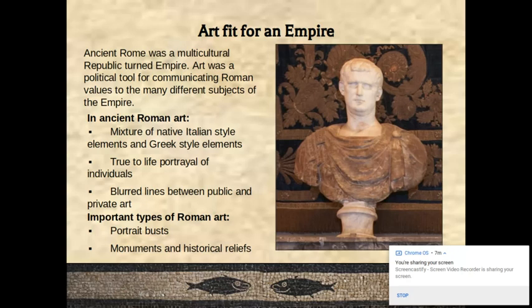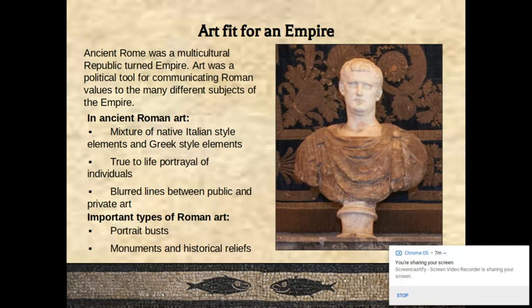Also, the two types of important Roman art are busts. So this is a bust. A statue would be head to toe, whereas a bust would only include the head or the head and shoulders. So a bust would be typically Roman.